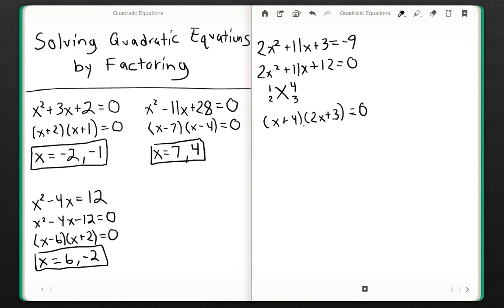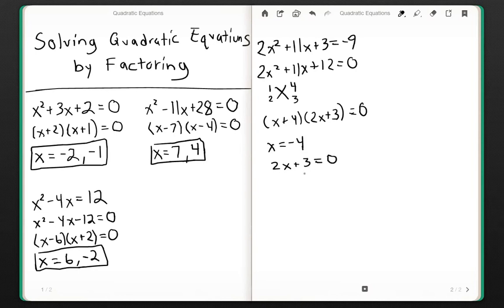To get x plus 4 equal to 0, x will be negative 4. And to get 2x plus 3 equal to 0, this one's a little bit more tricky. So actually for this one, let's write that out separately. 2x plus 3 equal to 0. How do we make that happen?